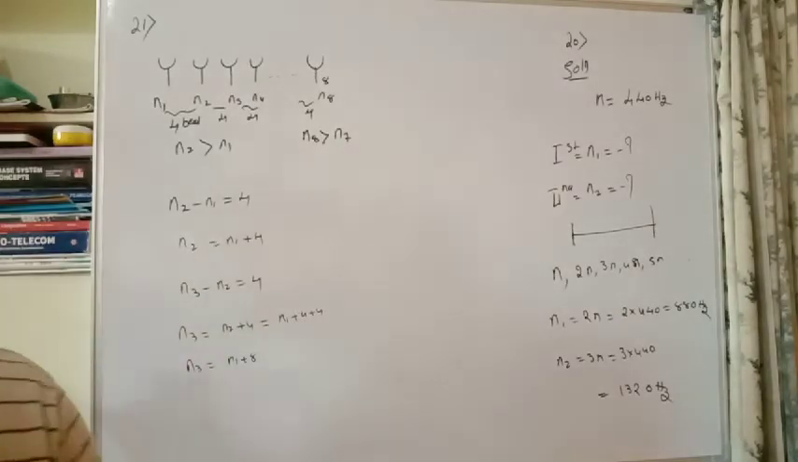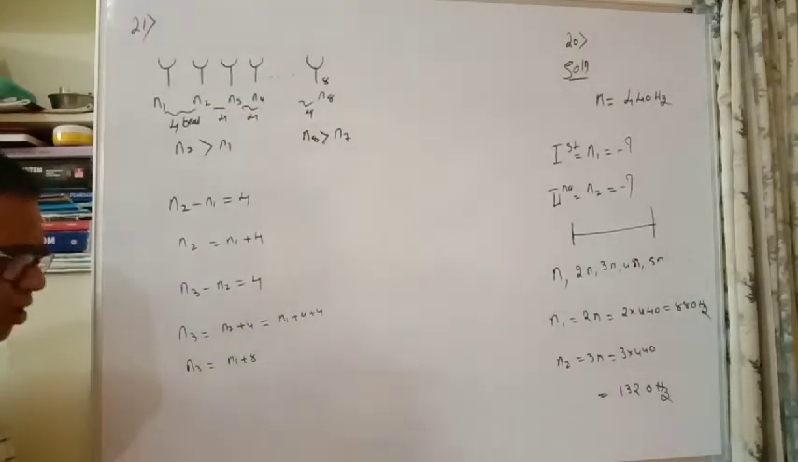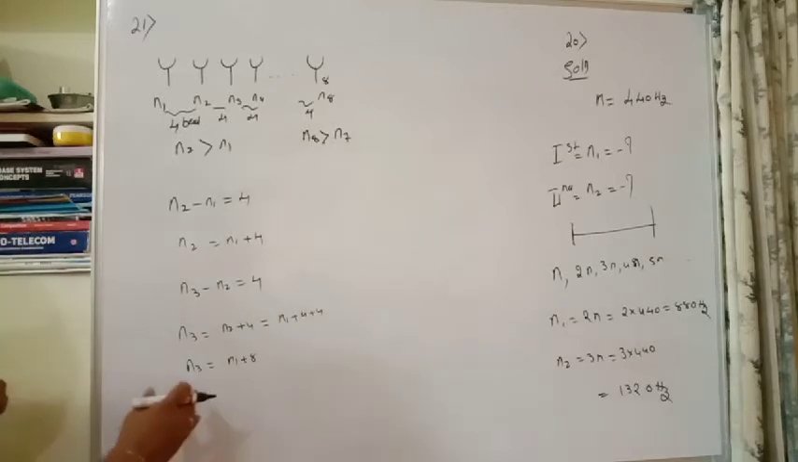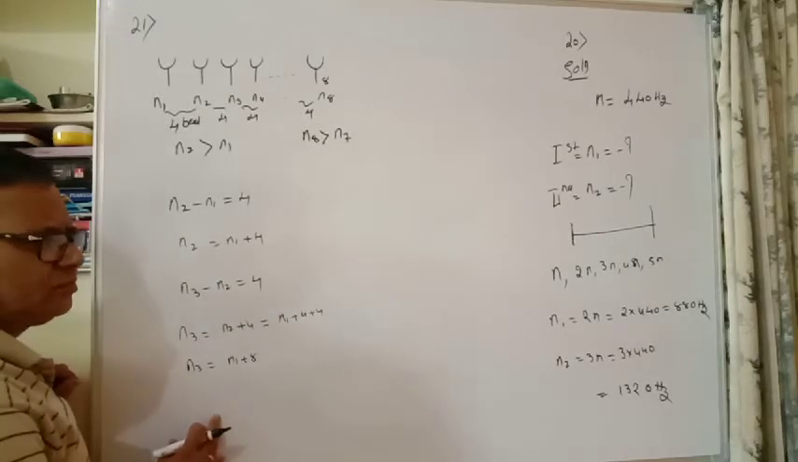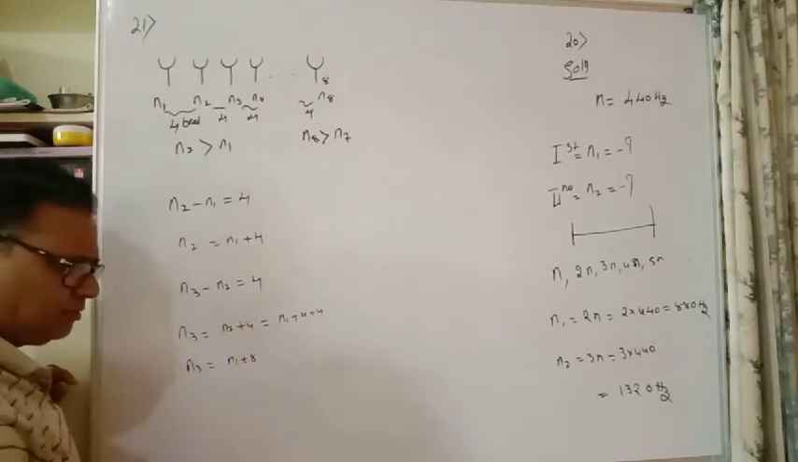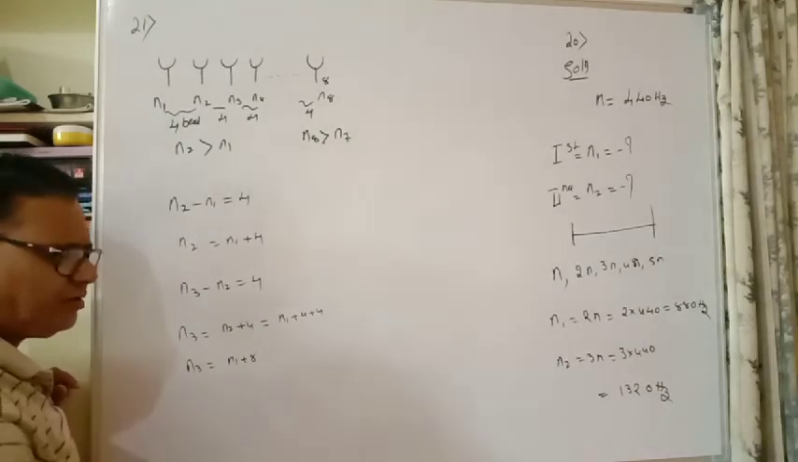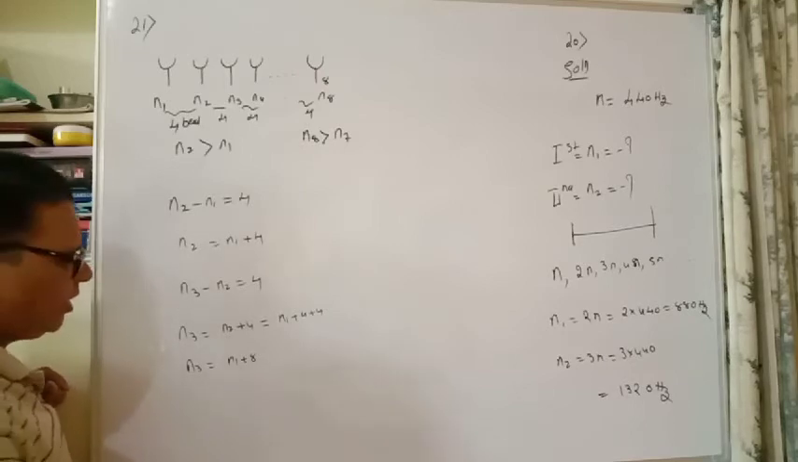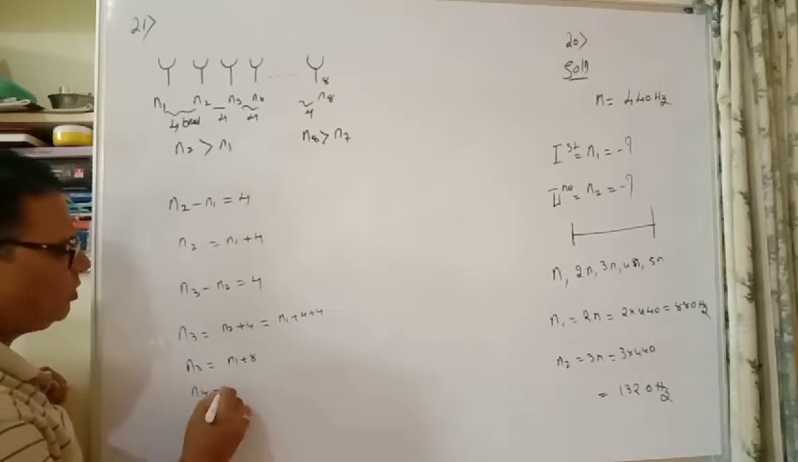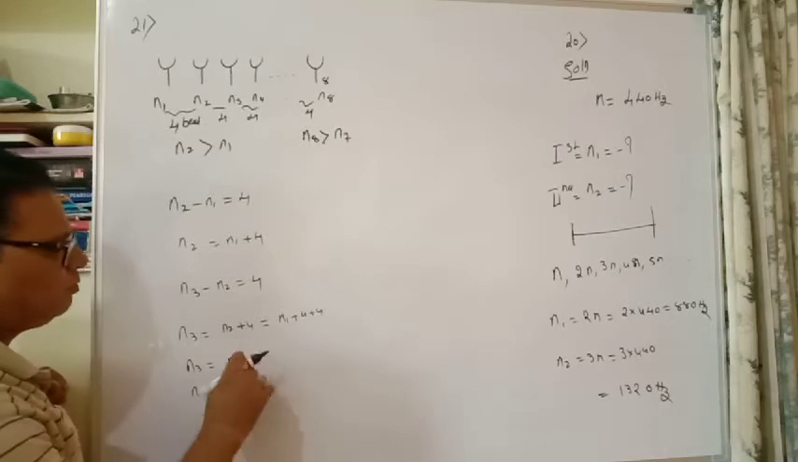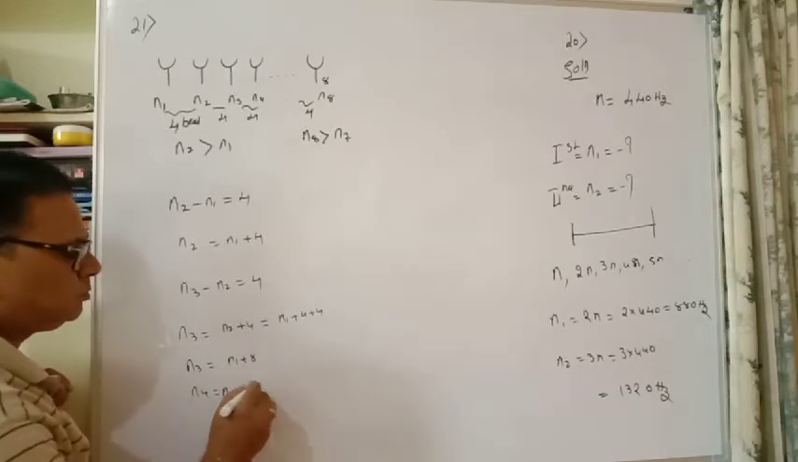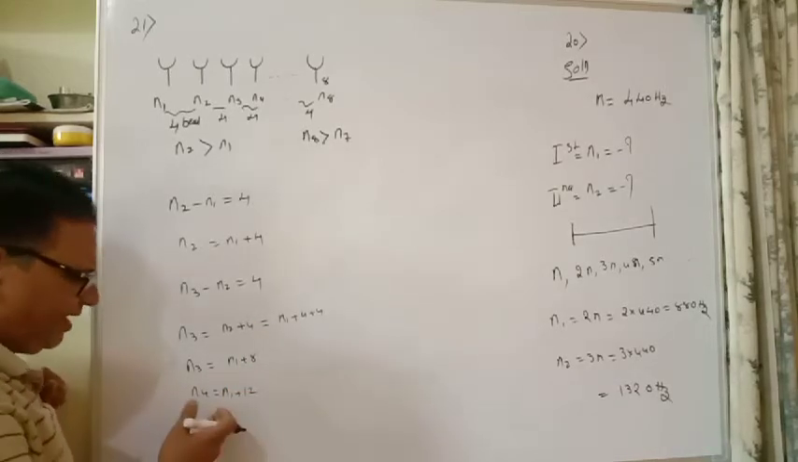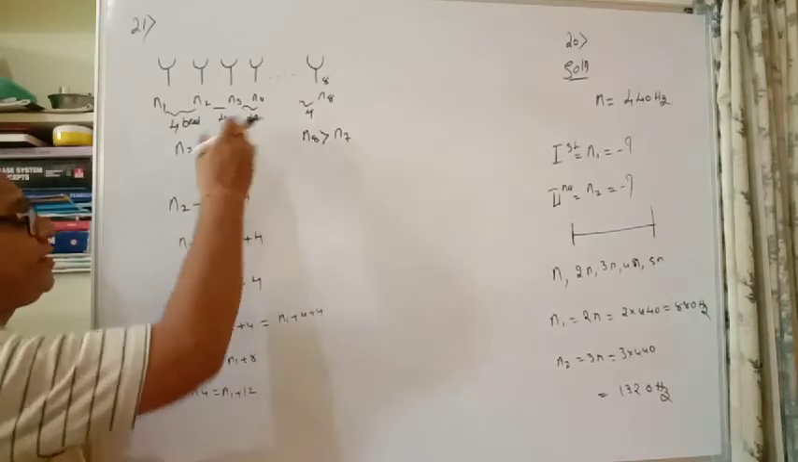So you can solve this problem by writing all 8 frequencies. By the same way, you can determine n4, n5, n6. What will be n4? n4 is equal to n1 plus 4 plus 4 plus 4, which means 12. But it would take long to write up to n8.